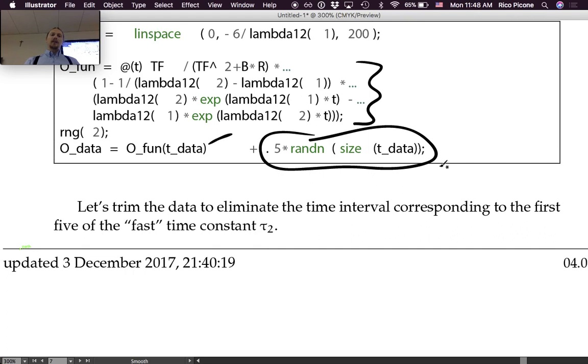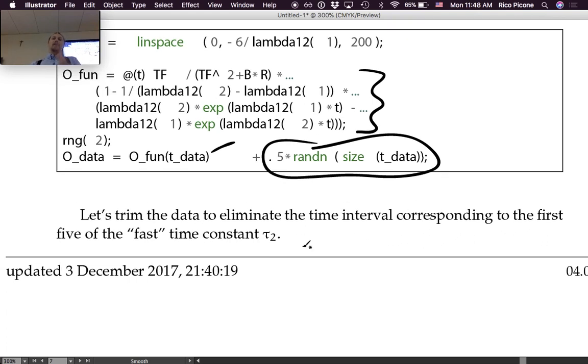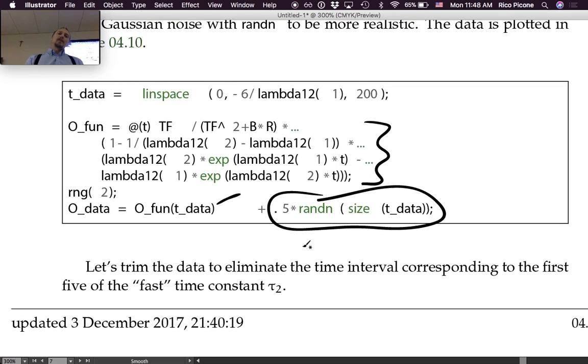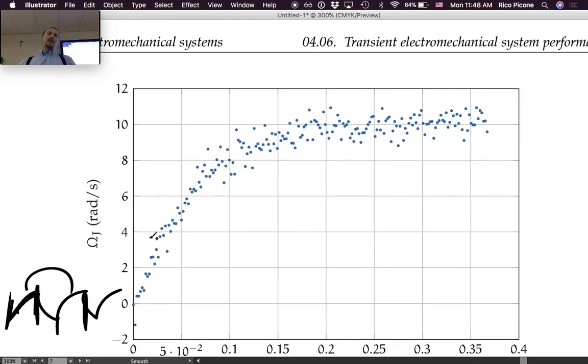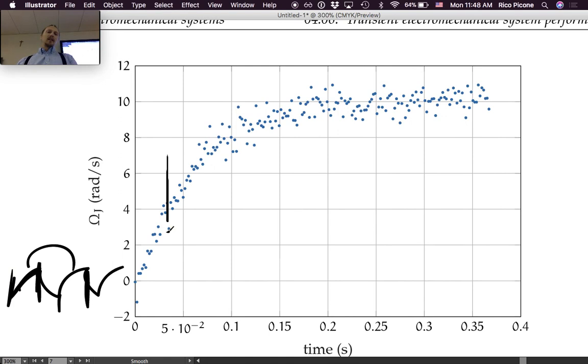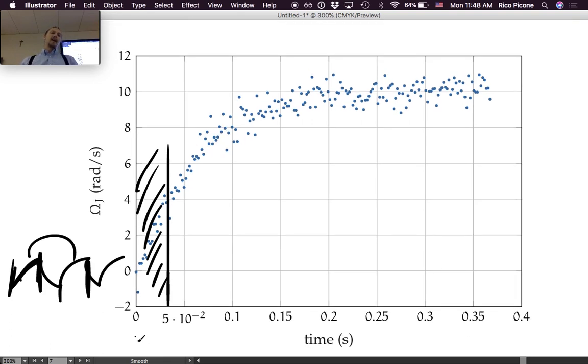So let's trim the data. The first thing is to eliminate the time interval corresponding to the first 5 of the fast time constant tau 2. Tau 2 is operating in some region at the beginning, and we're just going to lop that data off. We're going to go 5 time constants of the fast time constant out, which is like 99% of the effect is gone in that region, and we're just going to cut it off.